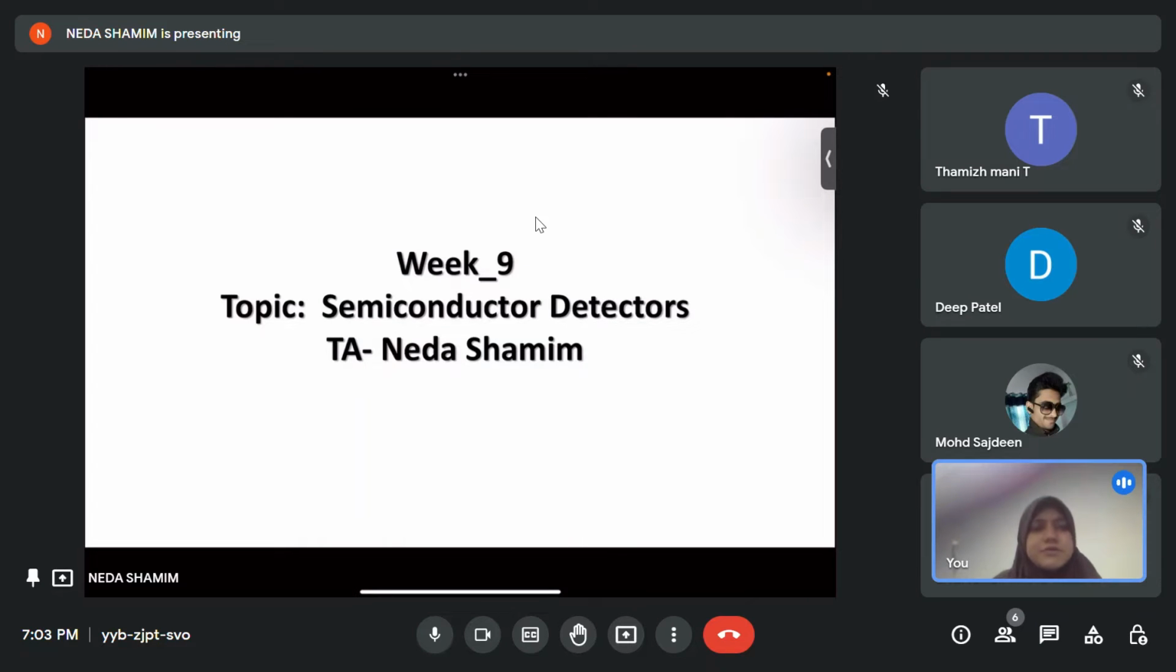Okay, so today we'll be mostly talking about semiconductor detectors. Last week we talked about semiconductor light sources. Today we'll be talking about semiconductor detectors.